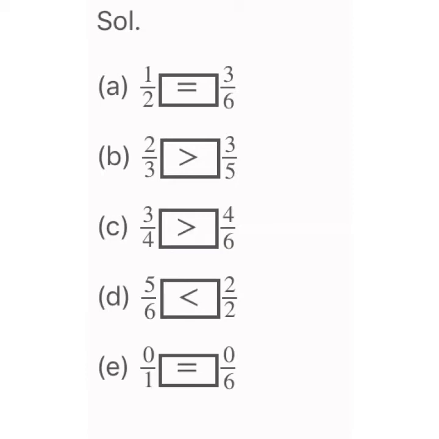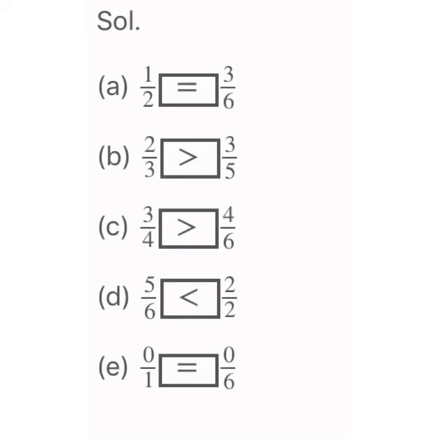Now next is 3 by 4 and 4 by 6. Children, here you can see the second fraction on the right hand side, 4 by 6, both the numerator and the denominator are composite numbers. So what is the reduced form of 4 by 6? Yes, it is 2 by 3.